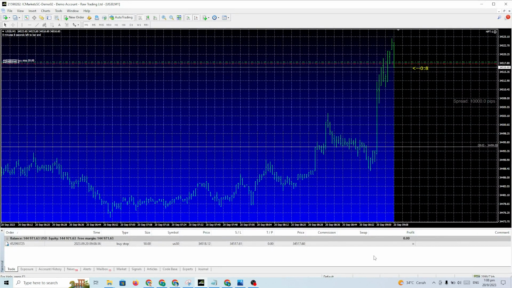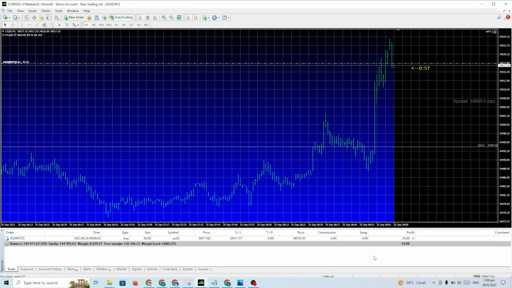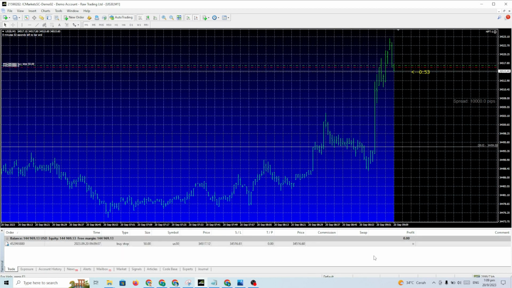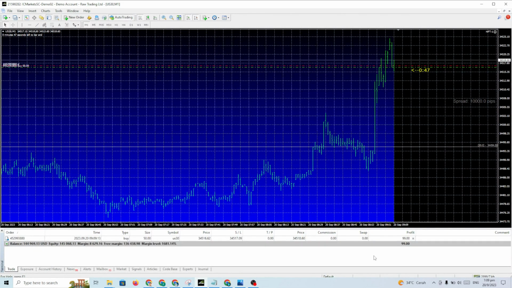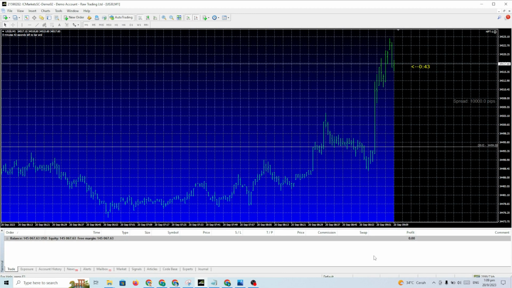Okay, this is how the EA runs. There is a bluish color in the background. The EA does not trade every second. It's very intelligent. Sometimes the EA stops, looking for a good entry at the resistance and support level. So in my opinion, this EA is intelligent.